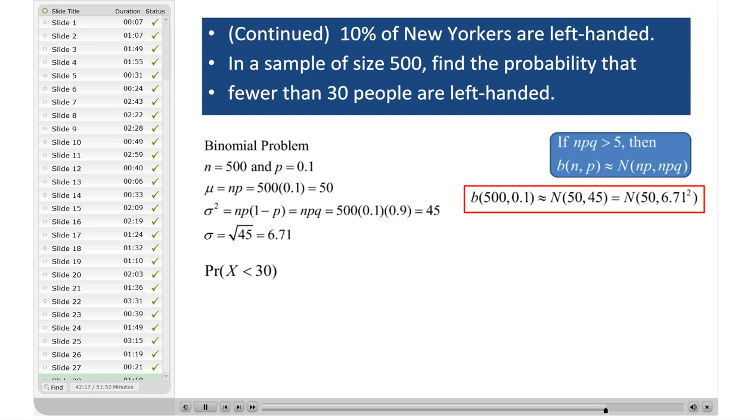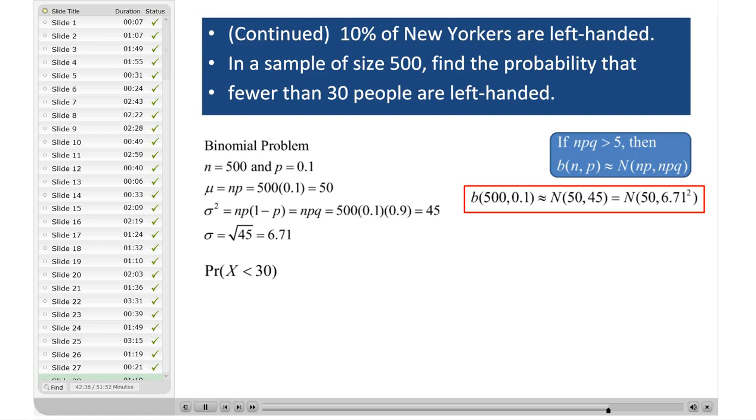What does the theorem actually say? We're dealing with a binomial distribution with n equals 500 and p equals 0.1. What this theorem is saying is this is approximately equal to a normal distribution. The mean is np, which is 50, which is what we already calculated for the mean, right? We calculated mu equals np, which is 50.